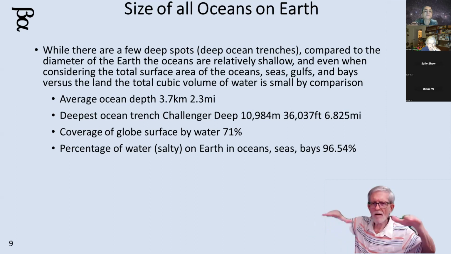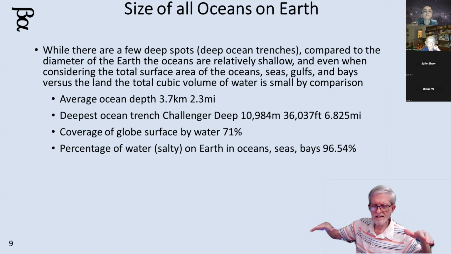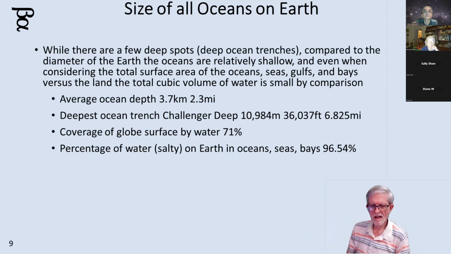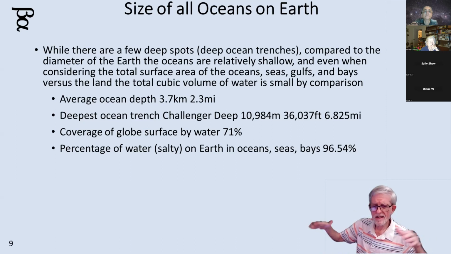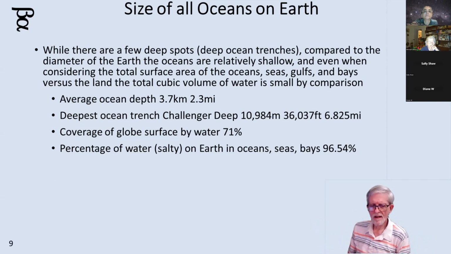If you look at the amount of surface area that is occupied by water versus land masses, that's continents and islands and those sorts of things, the amount of water that covers the surface is a little more than 71%, but the percentage of salty water on Earth in oceans, seas, and bays is 96.54% of that 71%. So that big blue ball we saw, that's the salty stuff. Can't drink that, can't use it for industrial processes.